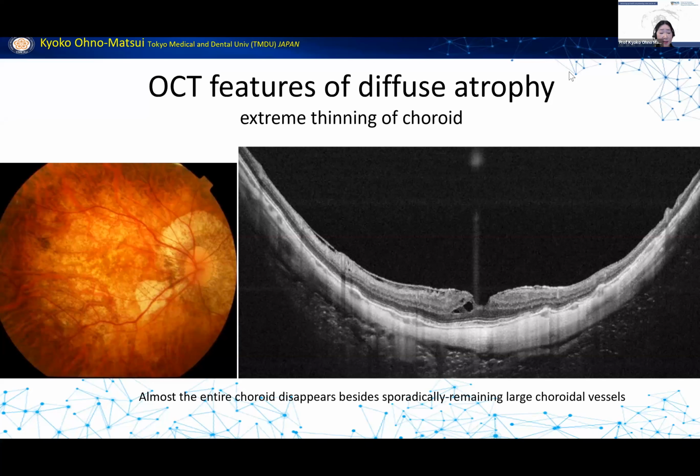First, diffuse atrophy. This lesion is yellowish atrophy in the posterior fundus and is one of the common findings in pathologic myopia. This lesion is characterized by extreme thinning of the choroid in OCT images. As shown in this OCT image, almost the entire choroid disappears, besides sporadically remaining large choroidal vessels. So retina and sclera also thin, but the choroidal thinning is disproportionately more serious than retinal or scleral thinning.